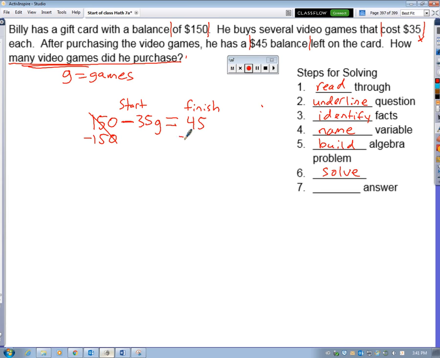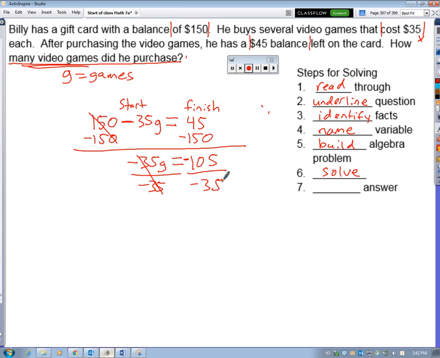Alright, so I'm going to take 150 away from this side, draw my line across here, bring down what I have left. I have minus 35G equals, and then 45 minus 150 is going to get me negative 105. Alright, so this is what I'm left with. Okay, minus 35G, which is the same as negative 35G. So this is negative 35 times G. I need to do the opposite. I'm going to divide by negative 35, cancel. Divide this side by negative 35.